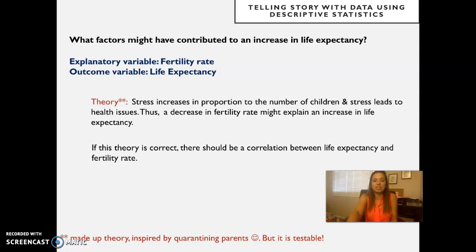The thing we need to know, however, is that if this theory is correct, one thing should be true. There should be a correlation, a relationship between life expectancy and fertility rate, and a special one. The relationship would be an inverse one, because life expectancy would be expected to increase when fertility rate decreases, right? You would expect to see higher life expectancy in countries that also have lower fertility rate. That would be the expected correlation if this theory is true.